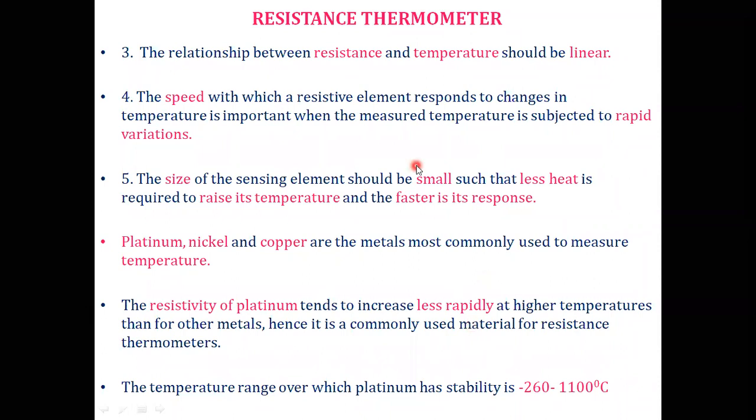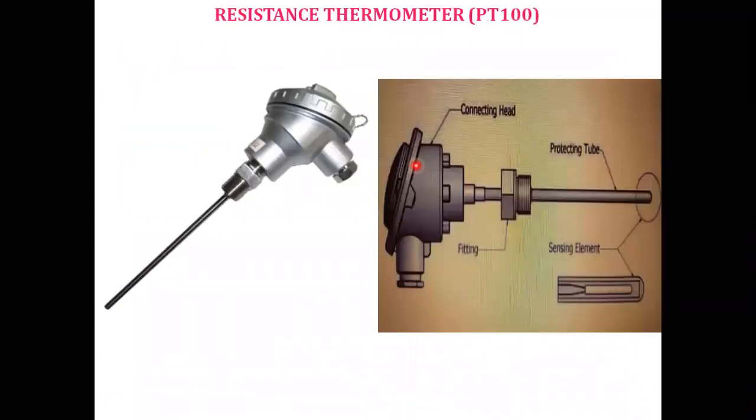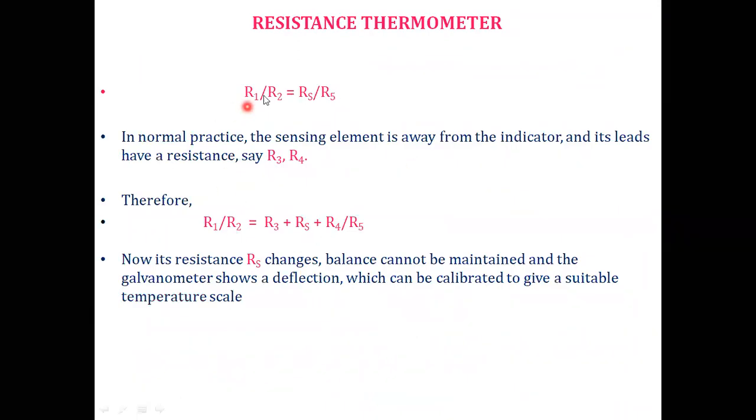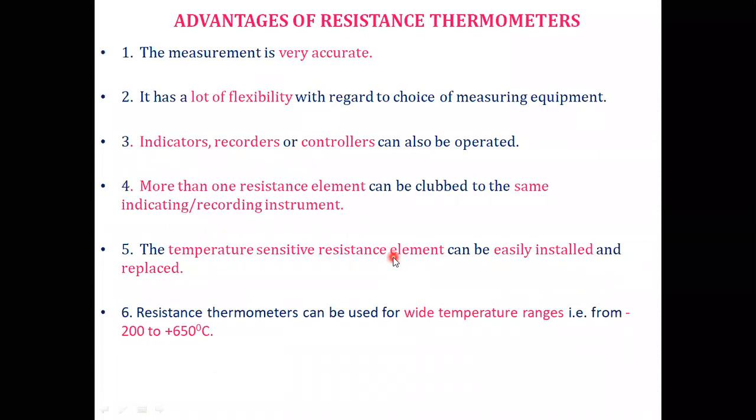For this RTD, the basic principle is the balancing equation R1 by R2 is equal to RS by R5, whereas here that equation is going to be converted into R1 by R2 is equal to R3 plus RS plus R4 by R5. The deflection will take place upon the galvanometer here. The operating temperature range is 200 degrees centigrade to 650 degrees centigrade. This RTD can be used as indicator, recorder or controller here.